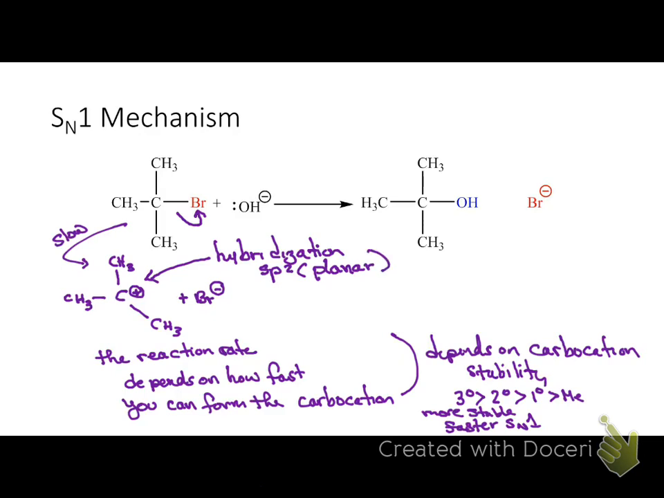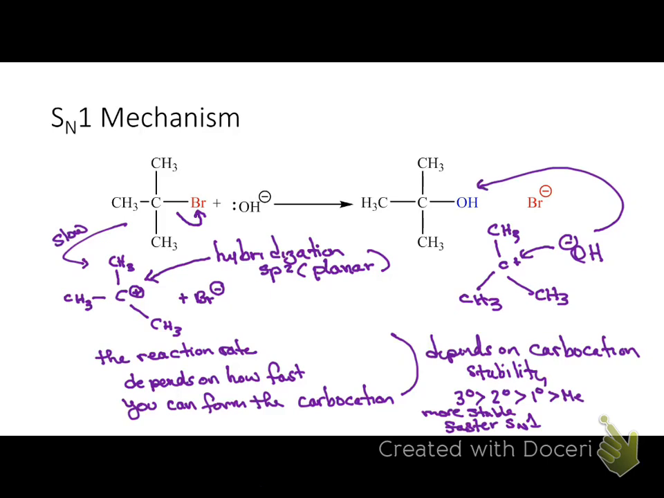So at this point, after the carbocation is formed, the nucleophile comes in and forms a bond. So the OH minus will come in and attack the carbocation, and that'll form the new bond. So let me redraw that step over here. So I have CH3, C plus, CH3, CH3, and then the OH minus comes in and attacks, and then you end up with your product. Okay? That'll give us the product.